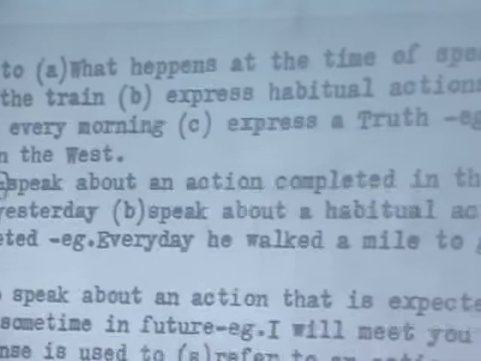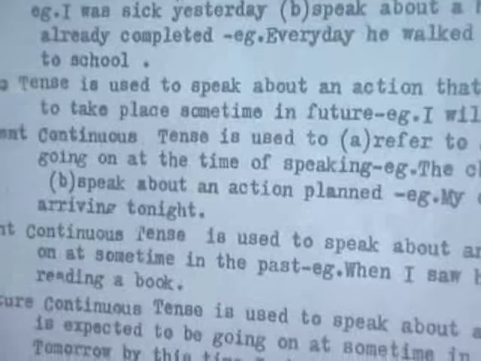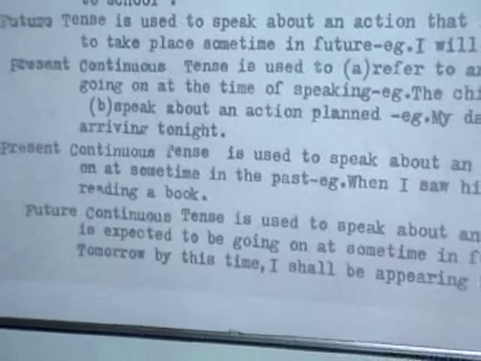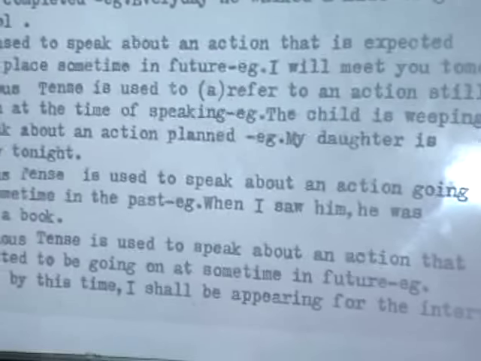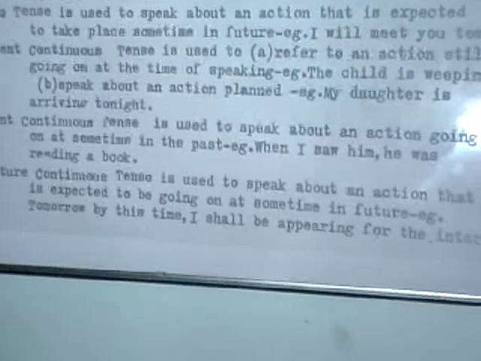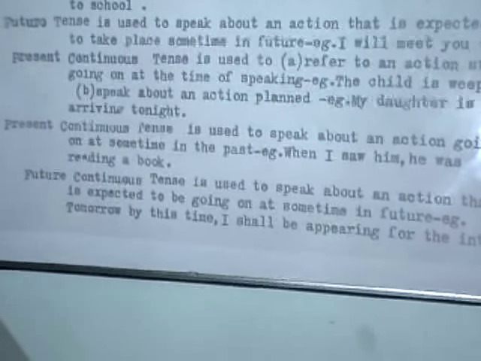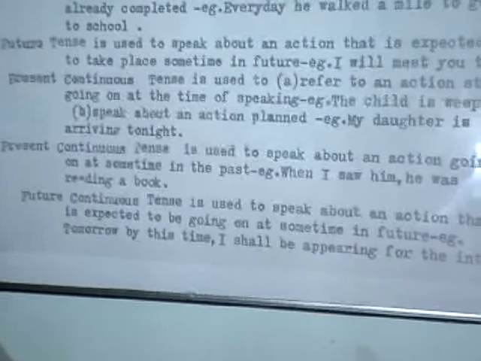Past tense is used to speak about an action completed in the past, as in, I was sick yesterday. It is also used to speak about a habitual action already completed, as in, every day he walked a mile to go to school. Future tense is used to speak about an action that is expected to take place sometime in future, as in, I'll meet you tomorrow. Present continuous tense is used to refer to an action still going on, as in, the child is waiting. It can also speak about an action planned, as in, my daughter is arriving tonight.